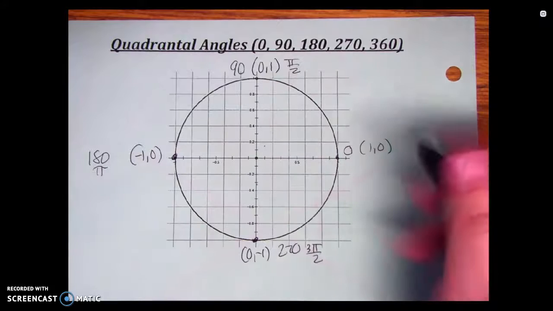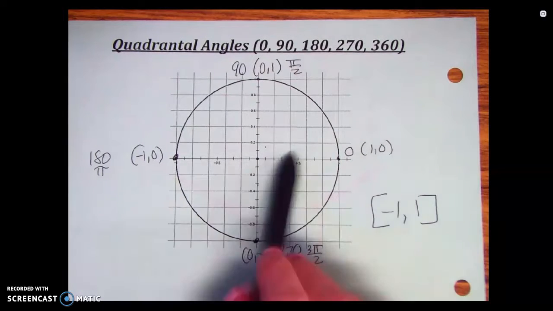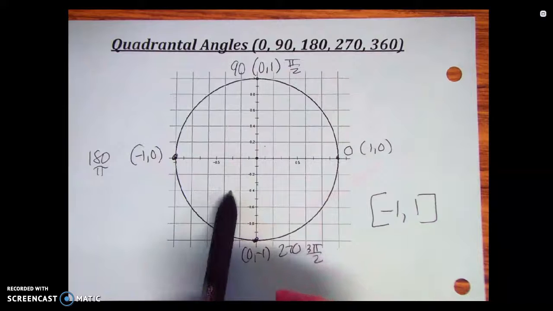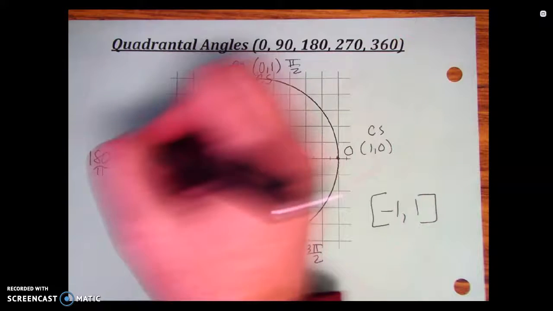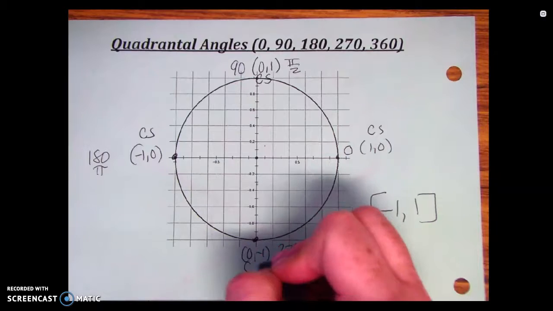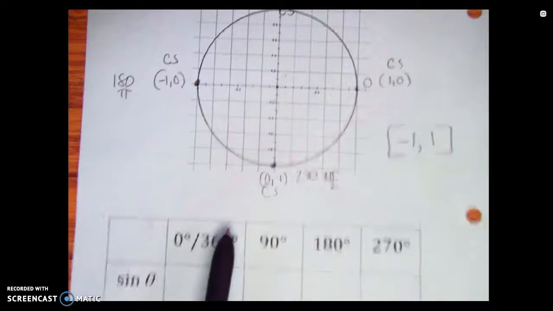So sine and cosine always stay within negative 1 and 1. Sine and cosine never go out of that. So again, cosine, sine, cosine, sine, cosine, sine, cosine, sine. These aren't in any quadrants. These are called the quadrantal angles.